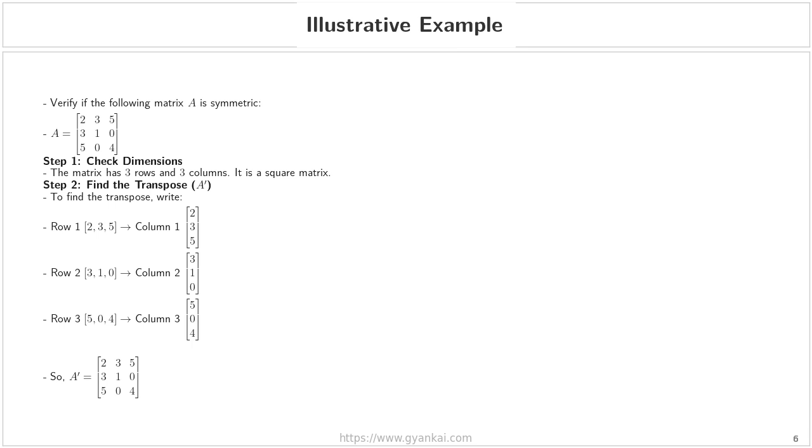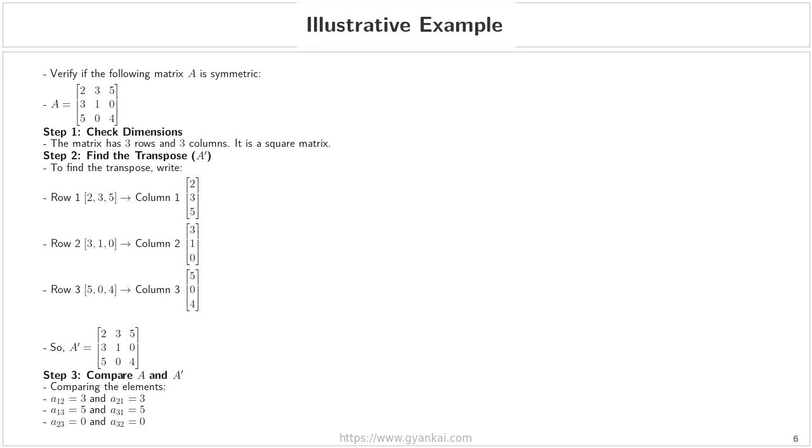Next, we take the second row 3, 1, 0 and write it as the second column. Finally, we take the third row 5, 0, 4 and write it as the third column. After performing these swaps, we find that A prime is exactly the same as our original matrix.